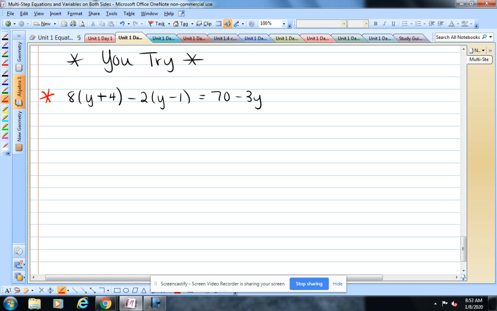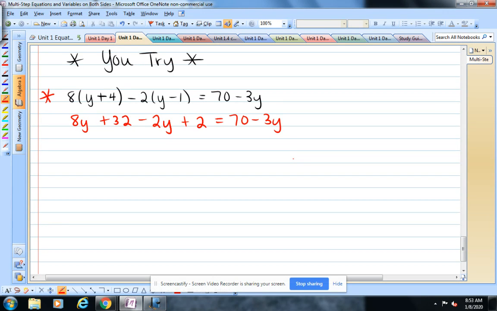All right, let's wrap it up so y'all can start on your practice, okay? So, what did y'all have to do first on this problem? You did distributive property. How many times did you have to distribute? 2 times because you have 2 sets of parentheses. So on the first time, what's 8 times y? 8y. What's 8 times 4? Positive 32. Then you go to the next parentheses. What's negative 2 times y? And what's negative 2 times negative 1? Positive 2 equals 70 minus 3y.